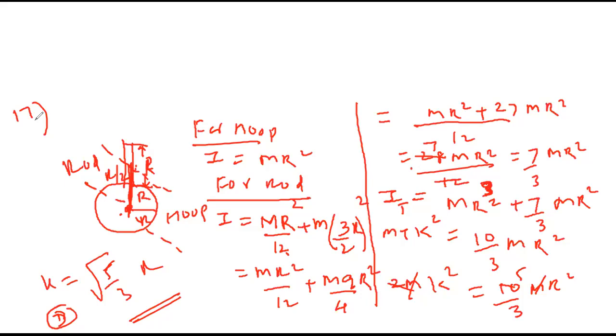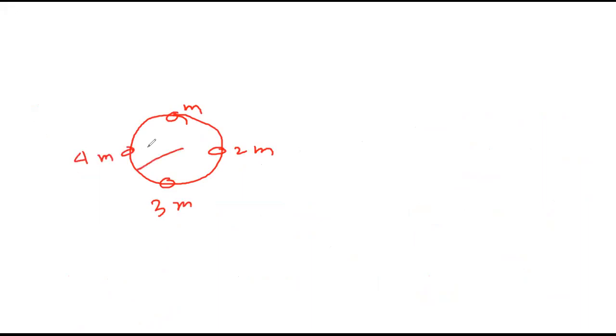4 masses are held rigidly by a very light circular frame as shown in the figure. What is the meaning of light frame? Light frame means the mass of the frame is negligible. So this frame has 4 particles on the body, masses m, 2m, 3m, 4m at distance b from the center.